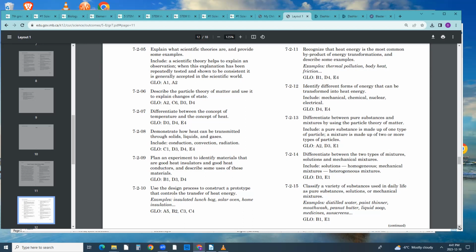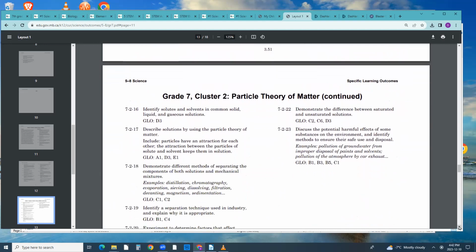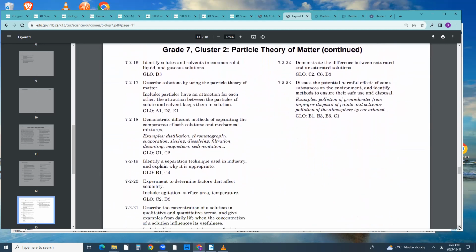Differentiate between pure substances and mixtures by using the particle theory of matter. Include: a pure substance is made up of one type of particle, a mixture is made up of two or more types of particles. Differentiate between the two types of mixtures, solutions and mechanical mixtures. Include: solutions, homogeneous; mechanical mixtures, heterogeneous mixtures. Classify a variety of substances used in daily life as pure substances, solutions, or mechanical mixtures. Examples: distilled water, paint thinner, mouthwash, peanut butter, liquid soap, medicines, sunscreens.